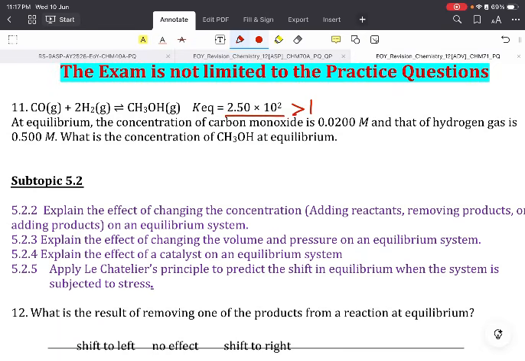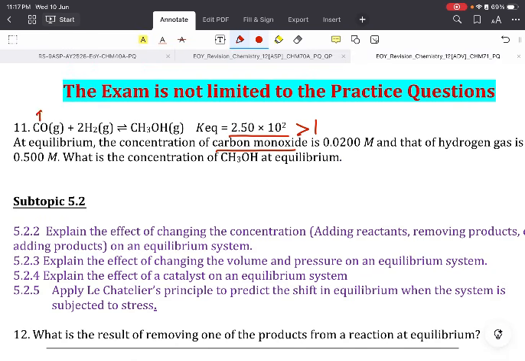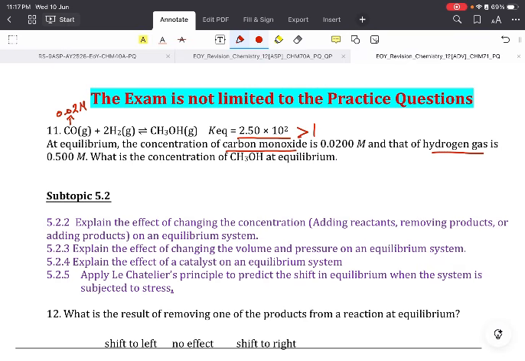Now let's see what they want in this question. They have given us the concentration of carbon monoxide, 0.02 molar, and that of hydrogen gas to be 0.5 molar. And they want us to find the concentration of this one. Now the expectation is to have a higher concentration for CH3OH, higher than 0.5 and 0.02, simply because this K equilibrium is above 1.